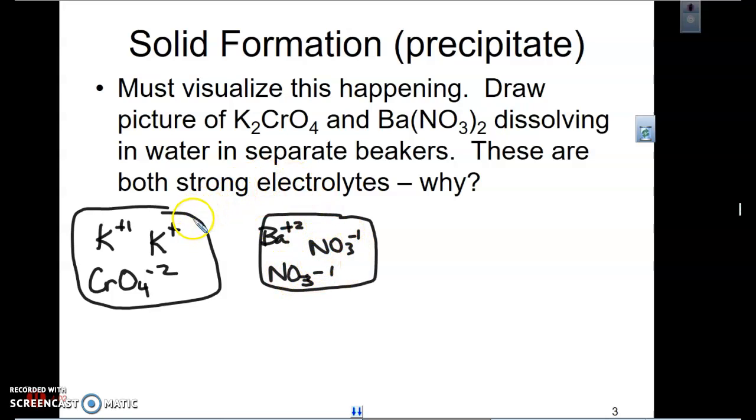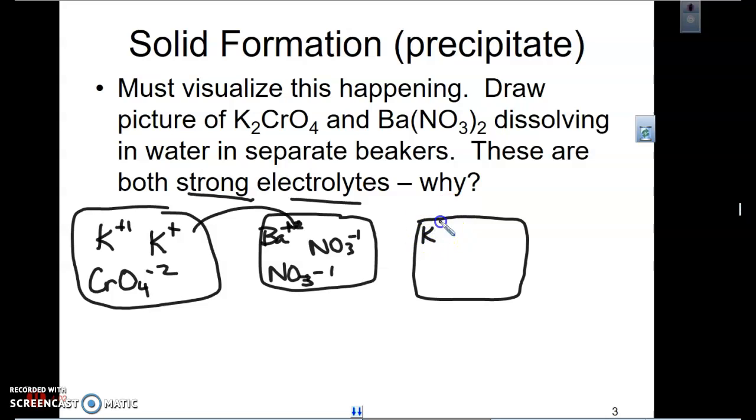Okay, but now what we're going to do, and by the way, those are called strong electrolytes because they break up entirely into ions when they're in water. They conduct a current. They'd light up that light bulb. Now I'm going to pour this one into this one, and now we have this beaker and it contains a couple of potassium ions, it contains a barium ion, it has a chromate. Of course there's more than just these, but you get the idea. So now we have them all together.